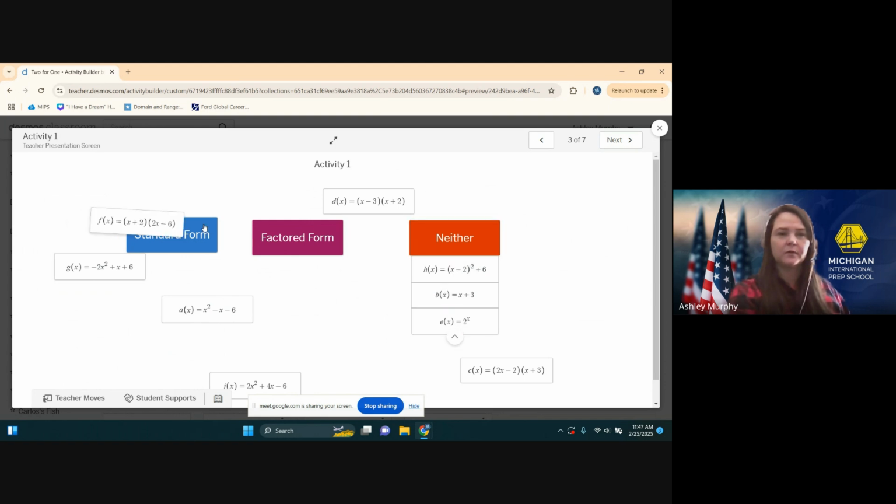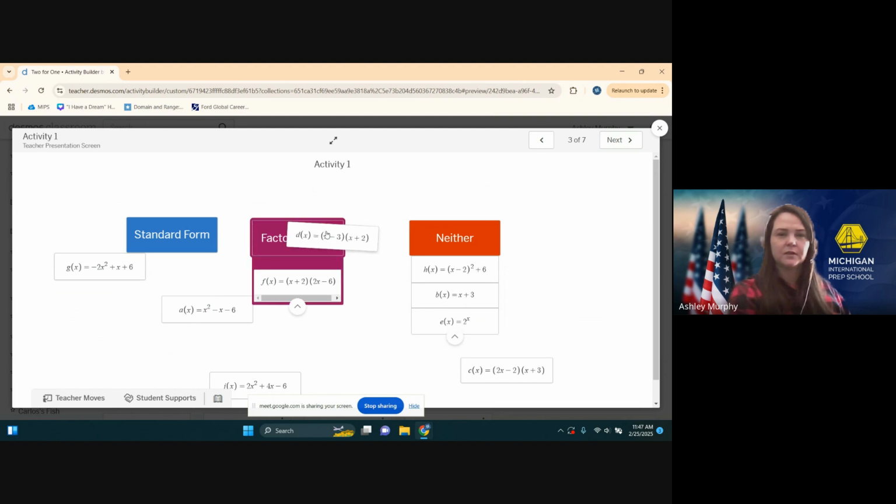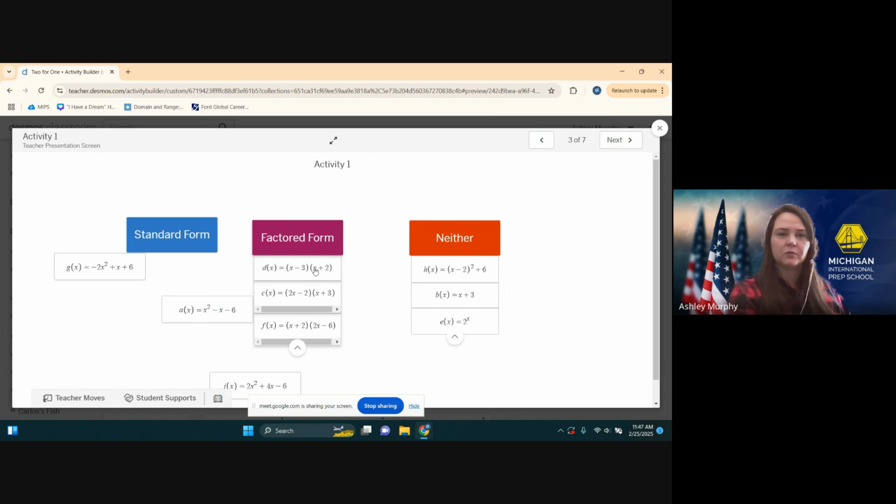Factored form is with the parenthesis groups. And notice they're multiplied together. They don't just have parentheses. Like this has parentheses, but there's a plus sign. These are parenthesis groups. There's no adding or subtracting in between the groups. It's all multiplying. That's how you know it's factored form. Standard form is in the form ax squared plus bx plus c with no parentheses. That's all standard form.